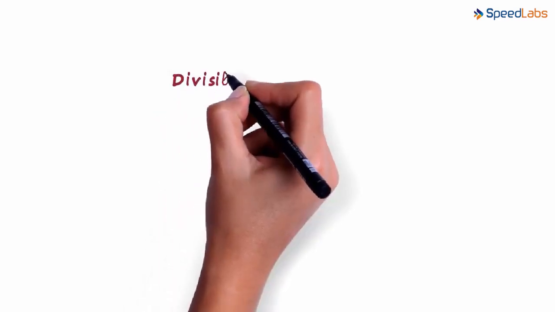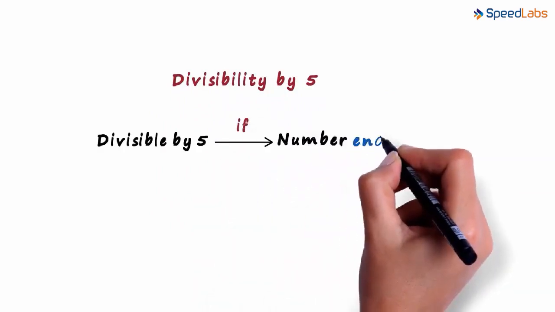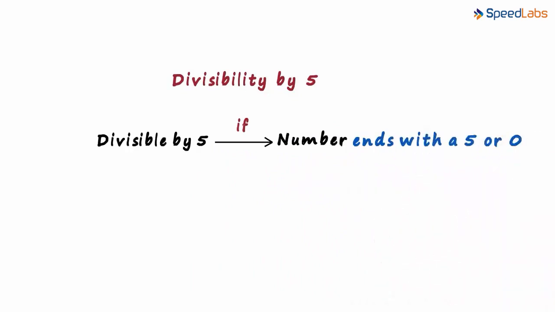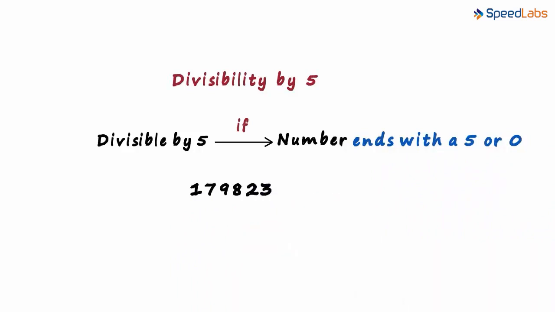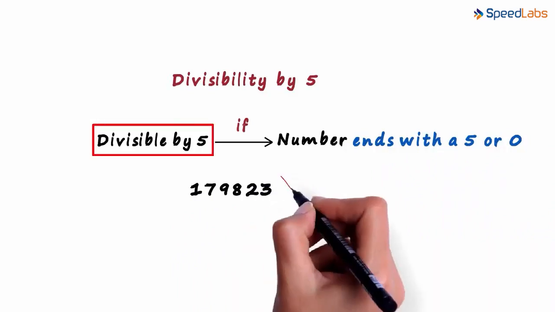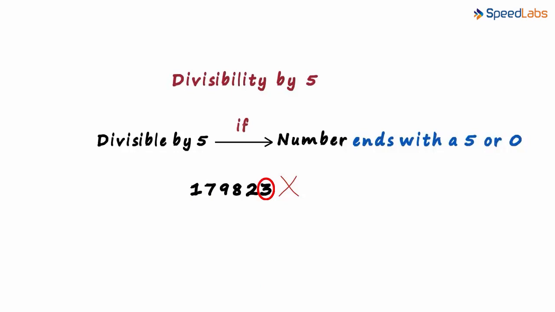The divisibility rules for 5 and 10 are even ultra simple. A number is divisible by 5 if that number ends with a 5 or a 0. Is 179,823 divisible by 5? No, since the number ends with a 3. It's not a 5 nor a 0.